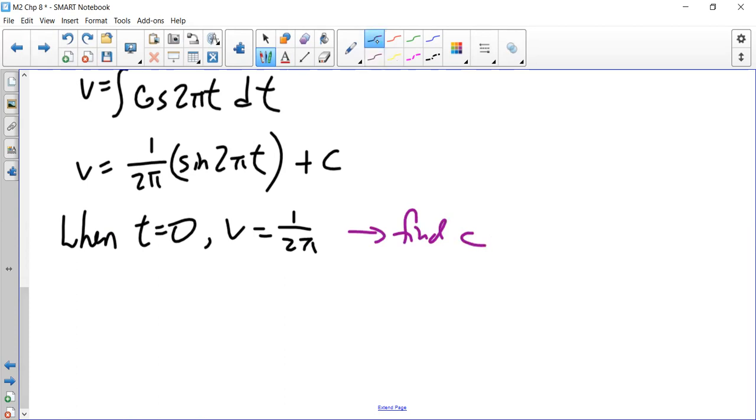Okay, mechanics, to find c. So when t equals 0, v equals 1/(2π). So 1/(2π), we sub it in: 1/(2π) times sin 0. Sin 0 is 0, plus c.